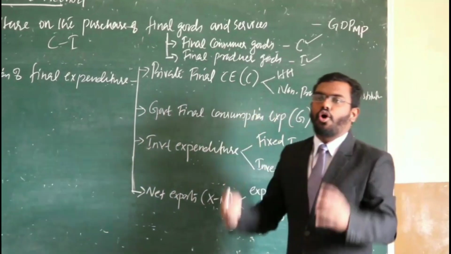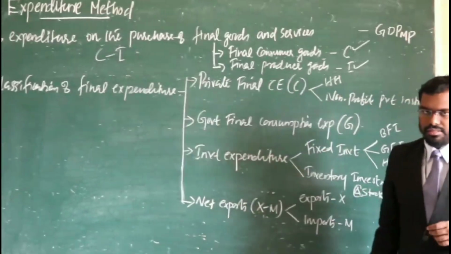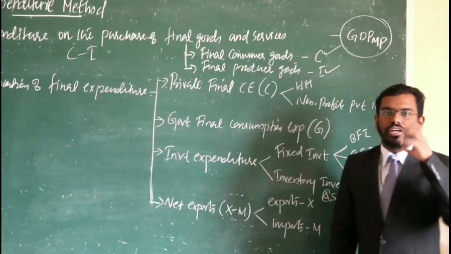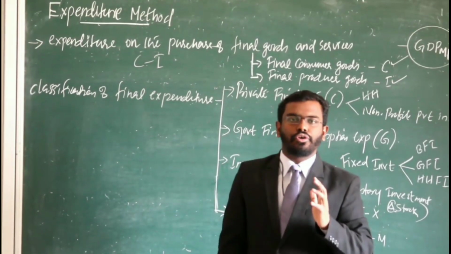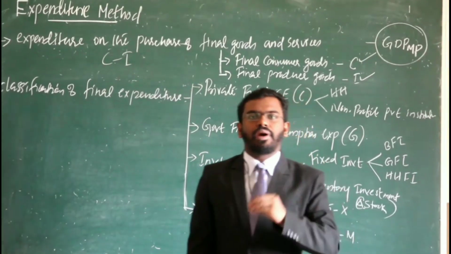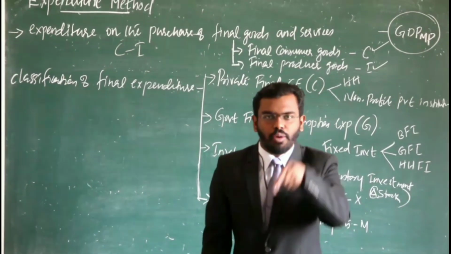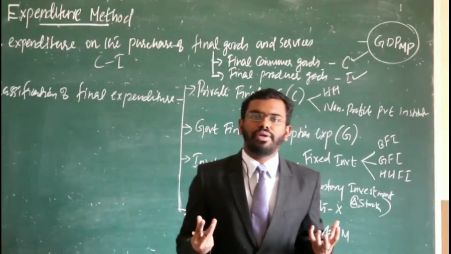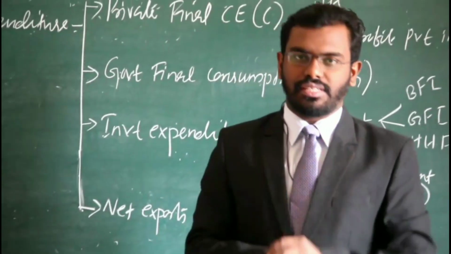If we add all the expenditure made on final goods, then we will get GDP. That means the total expenditure made on final goods will be equal to GDP-MP. What is GDP-MP? Gross domestic product at market price, that is the money value of all final goods and services produced within the domestic territory of a country during an accounting year. Then the question is how it will be equal to total expenditure on domestically produced goods and services.